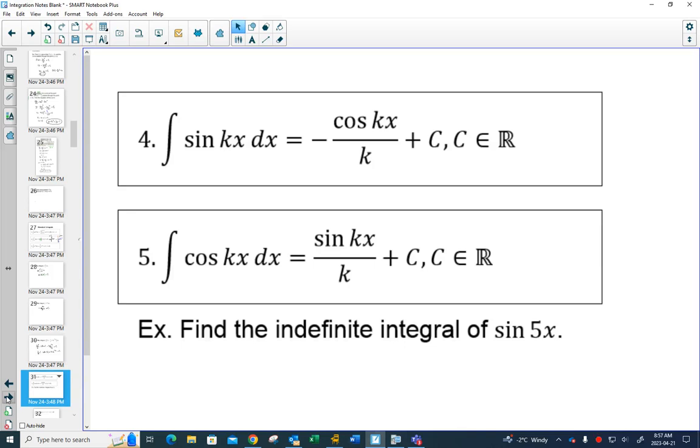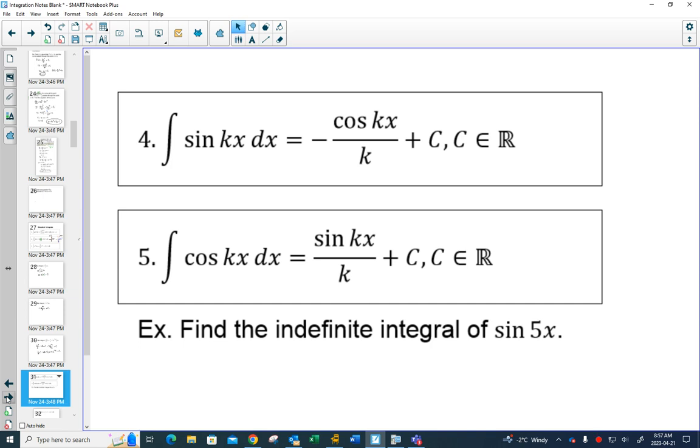For sine and cos, the negatives get flipped from how they were before. The derivative of sine was cos. The derivative of cos is negative sine. Now the integral of sine is negative cos, and the integral of cos is just sine.